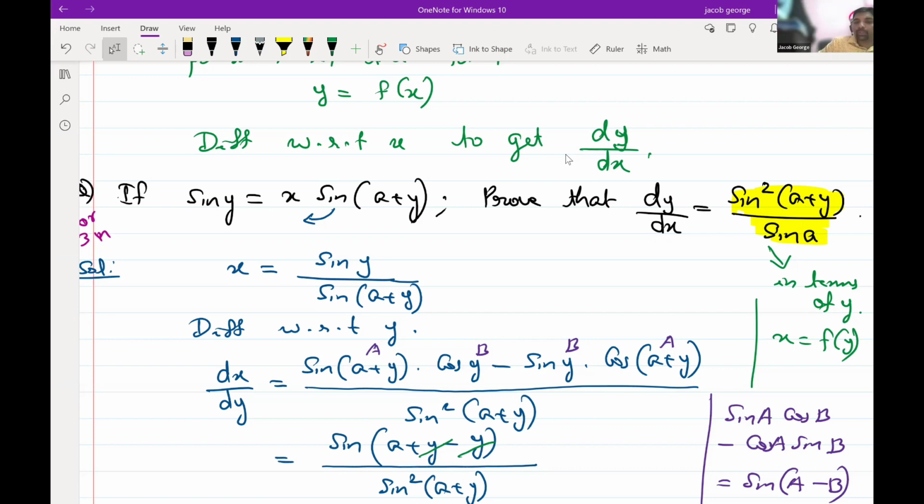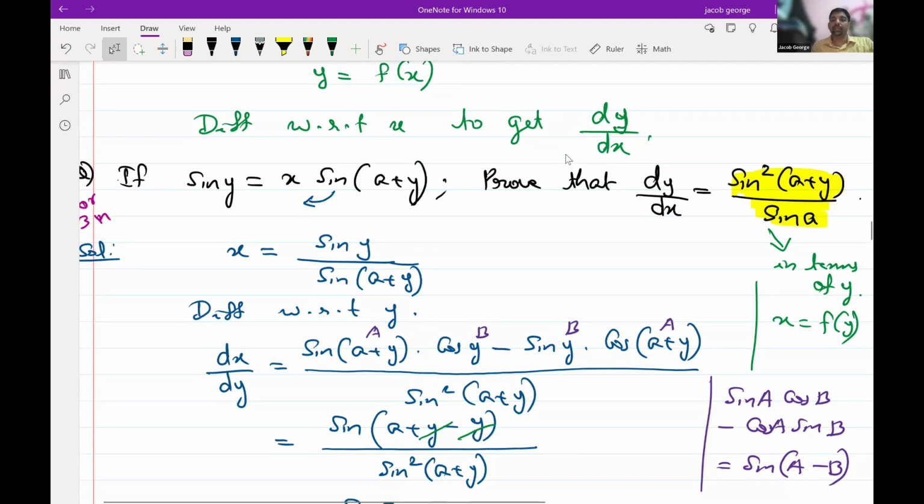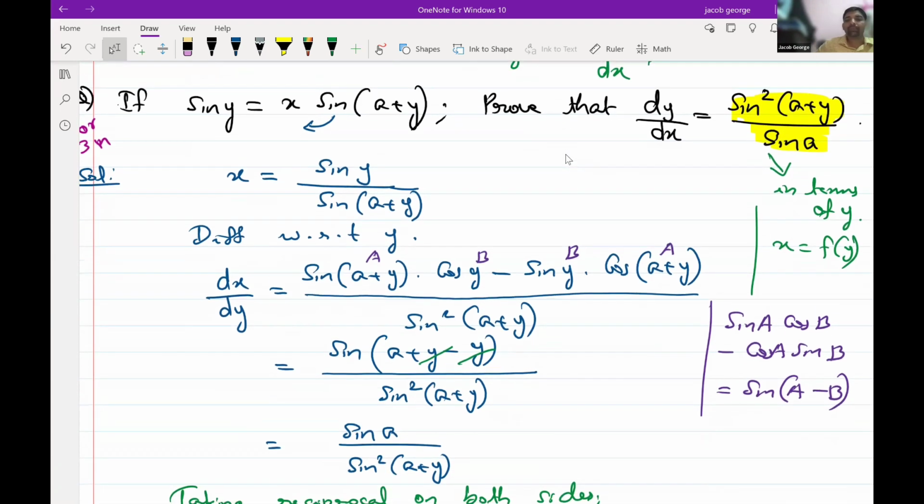Then quotient rule I applied. Denominator, sine a plus y, into derivative of numerator, that is cos y, minus numerator, that is sine y, into derivative of denominator. Derivative of sine a plus y is cos a plus y, whole divided by square of the denominator. It is sine square a plus y. Now the numerator is of the form sine a cos b minus cos a sine b. That is sine a minus b.